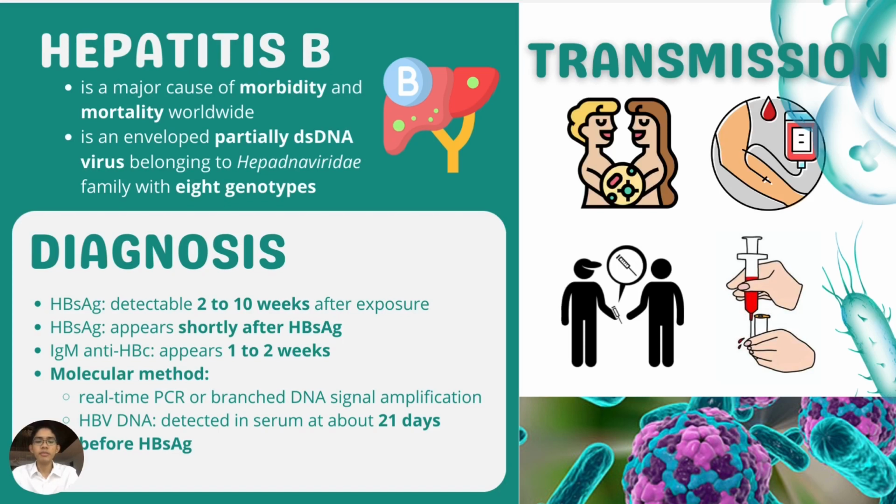The hepatitis B virus is a DNA virus with 8 genotypes, and serological markers aid in diagnosis, monitoring, and screening. The HBsAg is the initial marker, followed by HBeAg. HBsAg is detectable 2 to 10 weeks after exposure, and HBeAg appears shortly after the HBsAg.